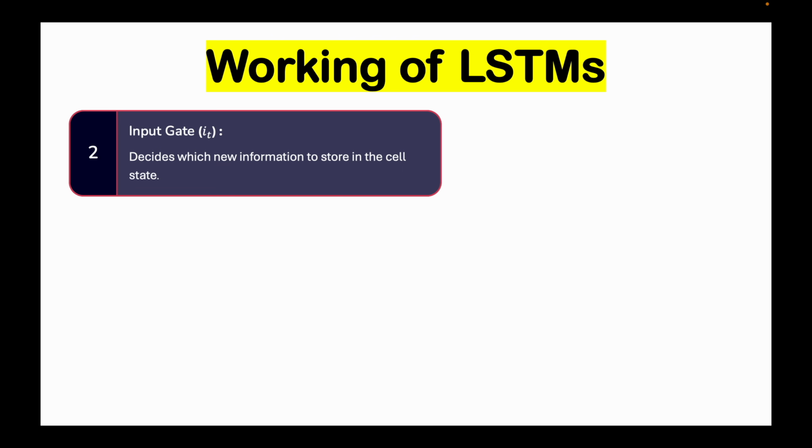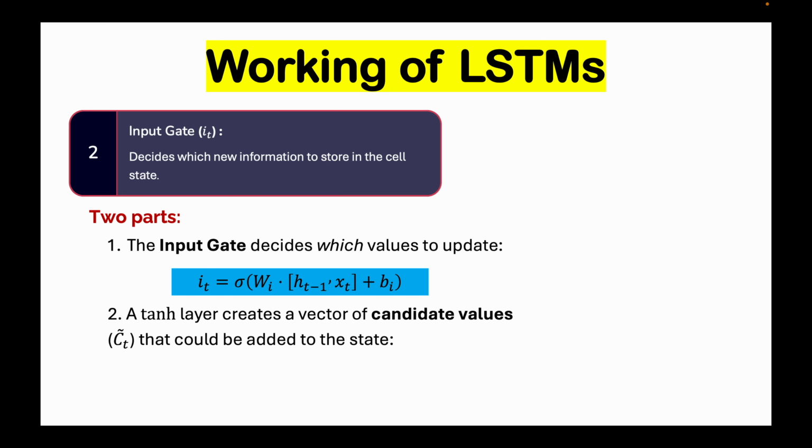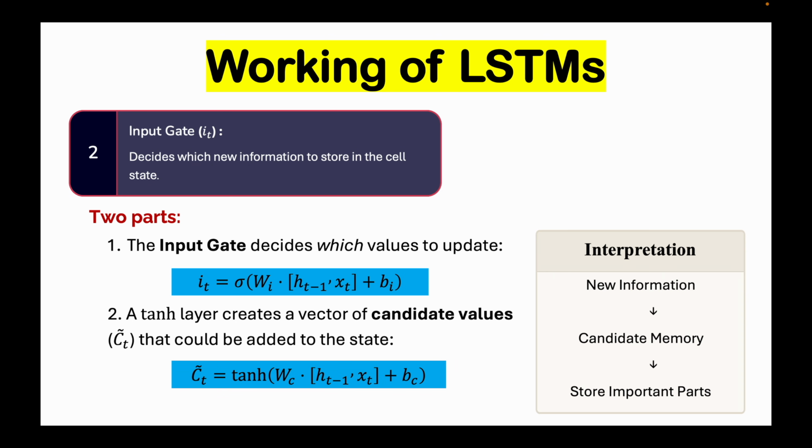Step 2 is the input gate and the candidate values. The input gate determines what new information should be stored. This happens in two parts. First, the input gate decides which values we will update by this equation. And second, the tanh layer creates a vector of candidate values that could be added to the state given by this equation. Here, the interpretation is new information, then candidate memory, then store important parts.